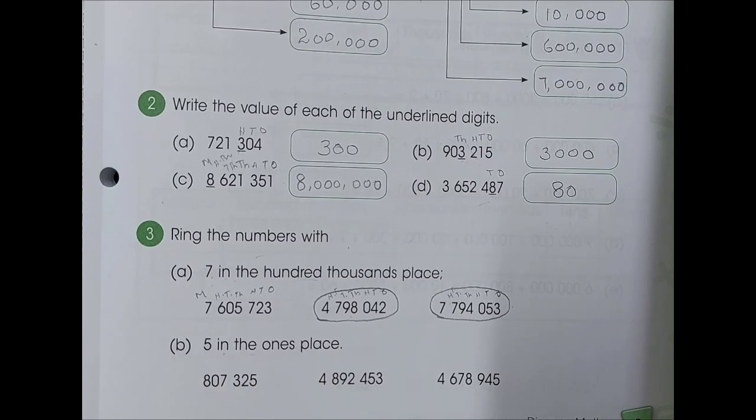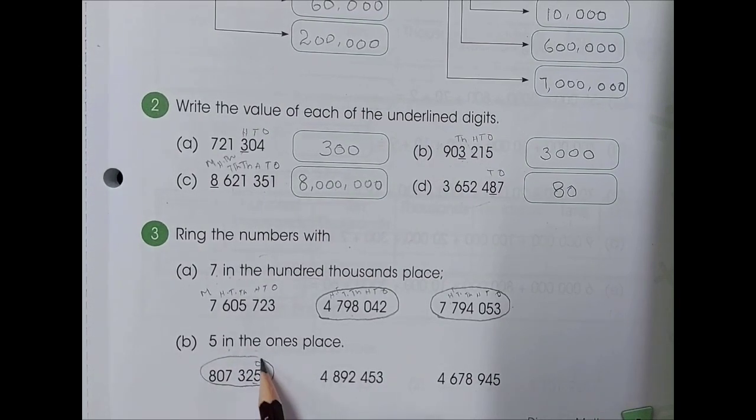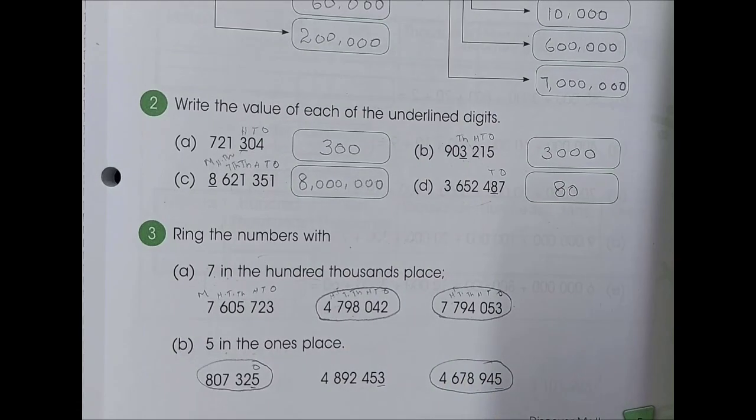Now we have to check the numbers that carry 5 at ones place. So in this one, here is ones place, we will circle this one. Here ones place is 3. No. Here again 5, so we will circle this number. Now we will move on to question number 4.